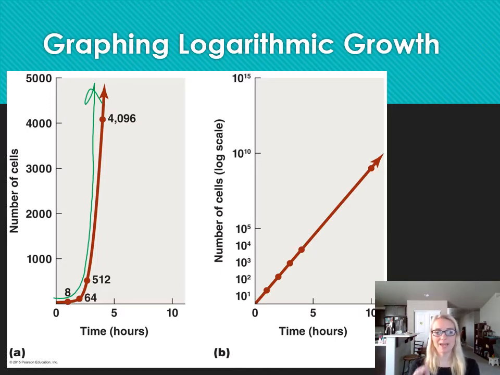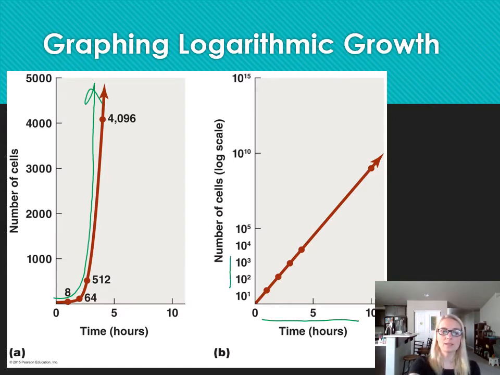So semi means half, which means the x-axis is not logarithmic. It is just regular intervals of time. So this is 5-hour intervals. Or you can do 1-hour intervals or minute intervals. Whatever the interval on the x-axis is, it's a regular interval.